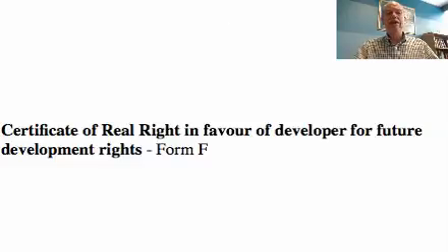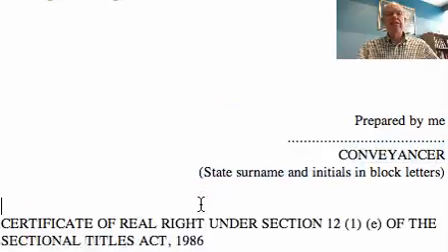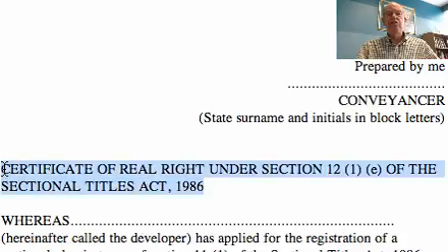Or if you wanted to check before you bought a unit in the scheme or perhaps gave a mortgage bond over these things, exactly what the situation was in regard to future development rights. It starts off with a preparation certificate and then there's the heading. It's a certificate in terms of section 12(1)(e) of the Act.